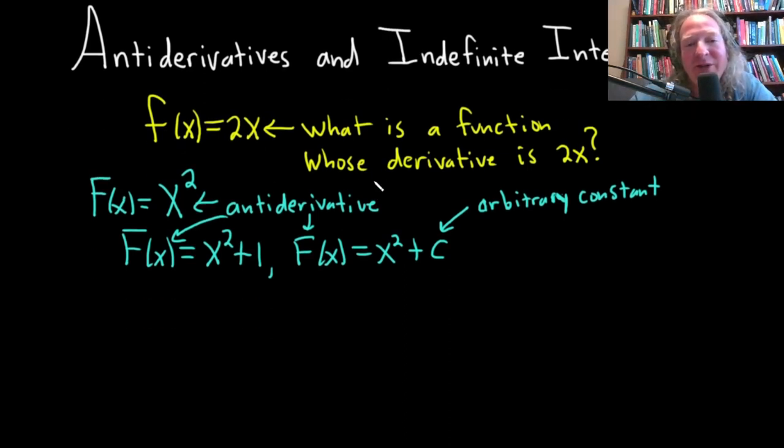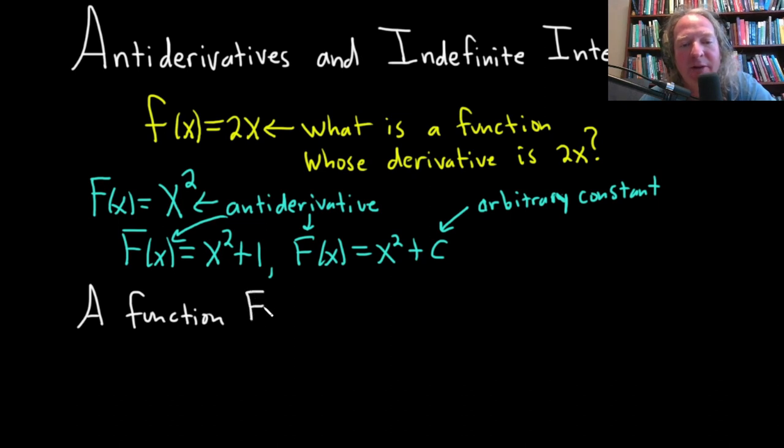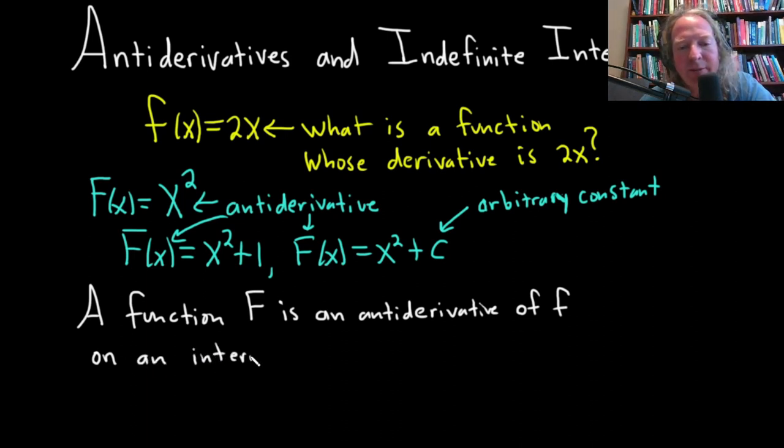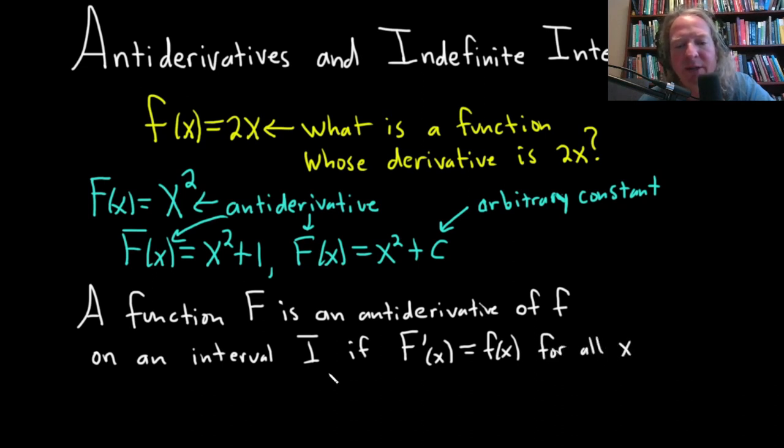Let me just go ahead and give you the definition so you have it in one place. So we say a function, big F, is an antiderivative of little f on some interval I, if whenever you take the derivative of big F, it's equal to little f, and this is true for all x in your interval, so for all x in I.